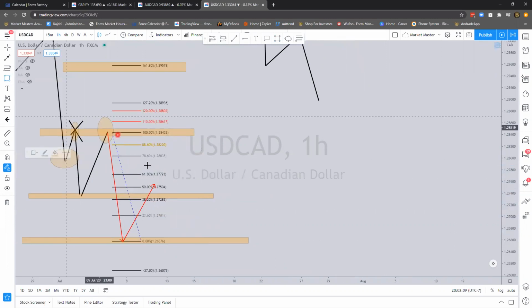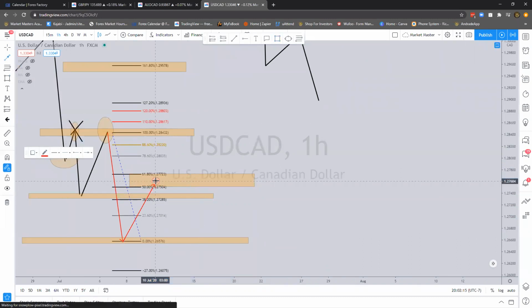And I always draw that box in between 50 and 61.8, just because that's a really high area where price is expected to hit it and then reject, continuing the downtrend.